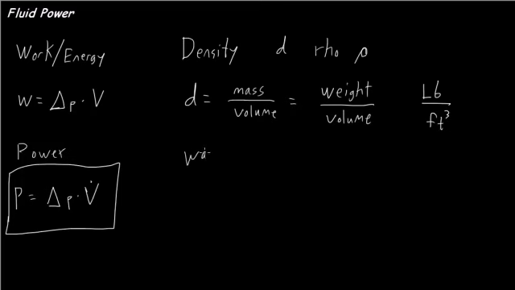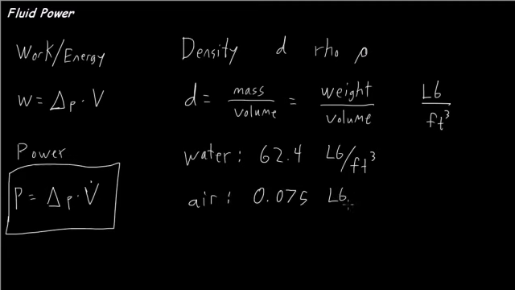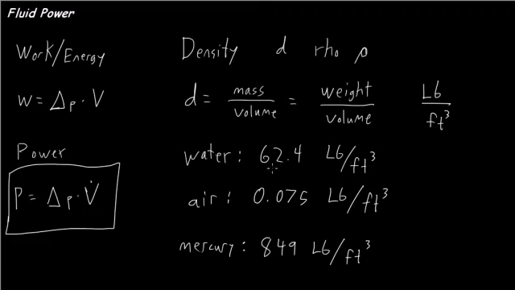So a common unit that we use in the English system is pounds per cubic foot. For example, water has a density of 62.4 pounds per cubic foot. That's how much water weighs for 1 cubic foot. And by the way, this is for fresh water. Salt water is different. Then we have air. Again, air at standard temperature and pressure is equal to 0.075 pounds per cubic foot. And then mercury, quite a bit heavier, 849 pounds per cubic foot. So you can see mercury is over 10 times the density of water. It's a very heavy liquid because it's metal.